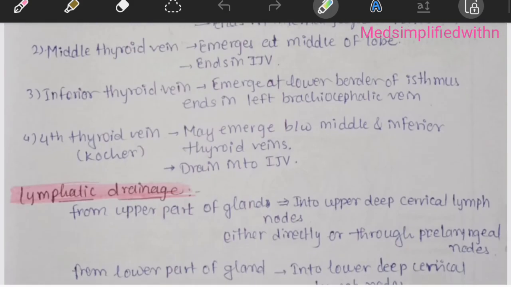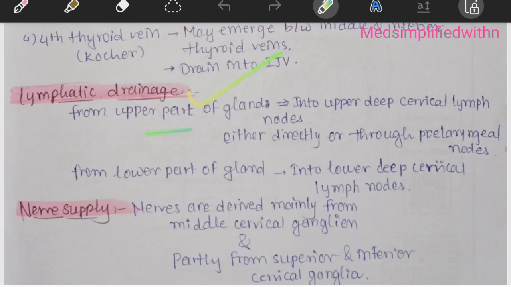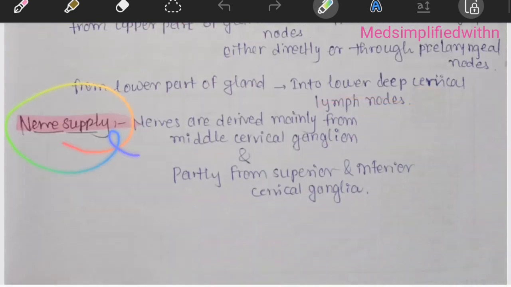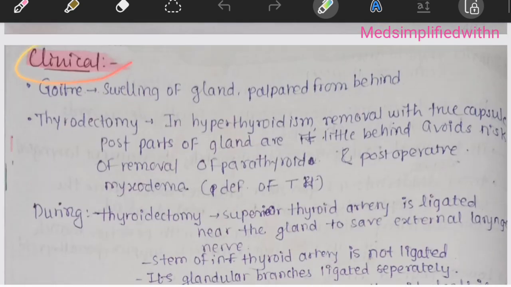Next, we will see about the lymphatic drainage: from the upper part of the gland into upper deep cervical lymph nodes, either directly or through prelaryngeal nodes. From the lower part of the gland into lower deep cervical lymph nodes. Nerve supply: nerves are derived mainly from the middle cervical ganglion and partly from the superior and inferior cervical ganglia. Clinical for the thyroid gland is so important, that is the goiter, swelling of the gland, palpated from behind.